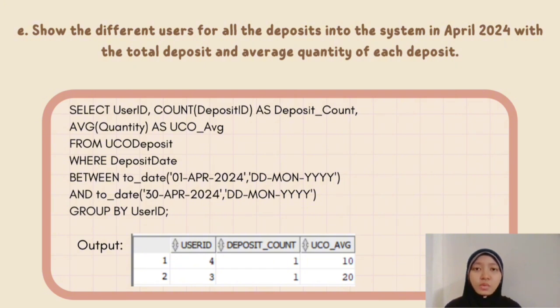And lastly, we will use the function group by because we want to list this data by the users. So we will type group by user ID and then run, and then we will get the output as what has been shown here.